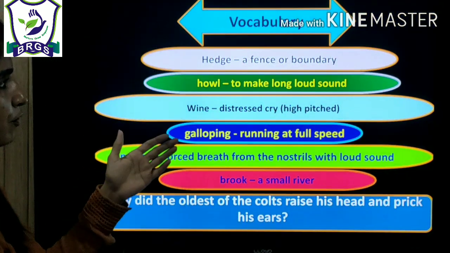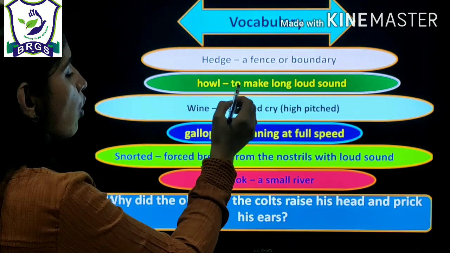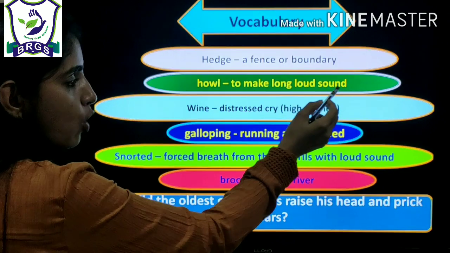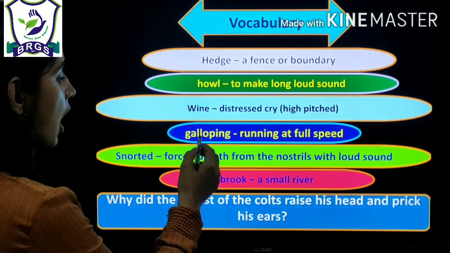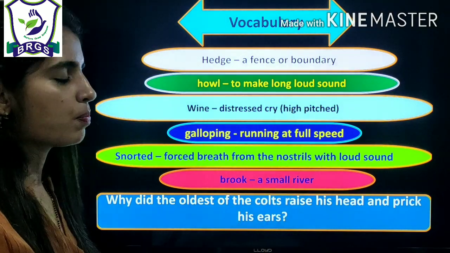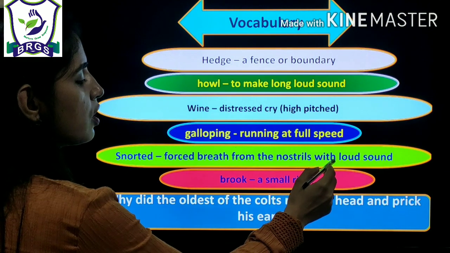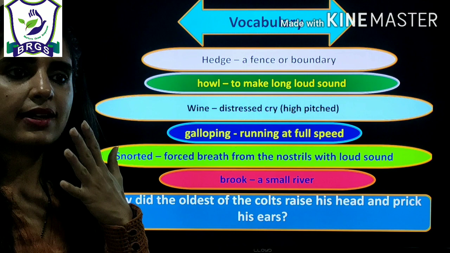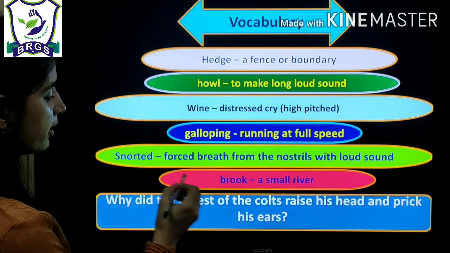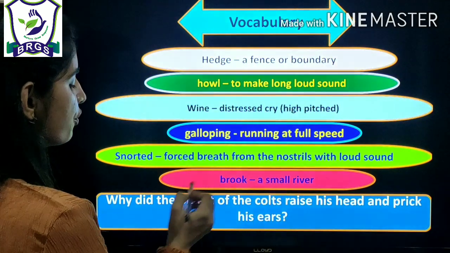Before that, let's have the vocabulary. Hedge, a fence or boundary. Howl, to make a loud sound. Whine, a distress cry, crying in sorrow. Galloping, running at full speed. Snorted, forced breath from the nostrils with a loud sound. Often we say snoring. That is known as snorted. Someone has snorted. Brook, a small river.